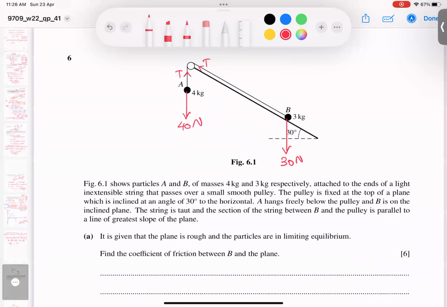And he says the pulley is simple. The next part says the angle given is 30 degrees, and the string is parallel. The system is in equilibrium, so acceleration equals 0, and the plane is rough, so it has some friction, and we have to find the coefficient of friction. Mu is our task.